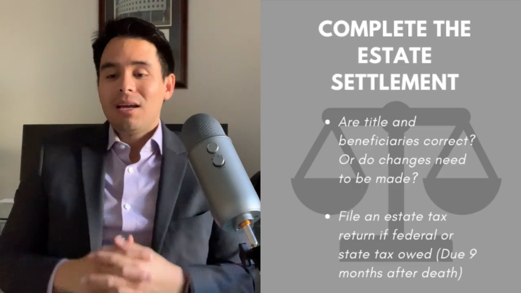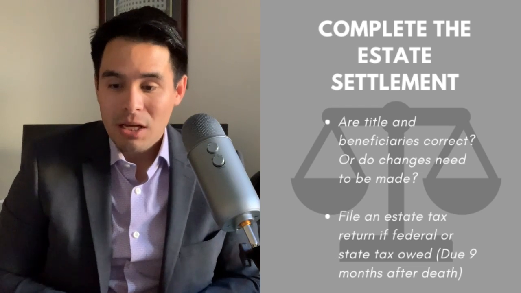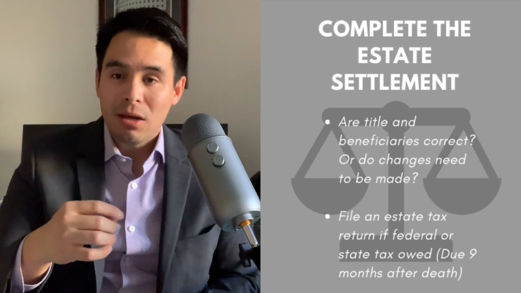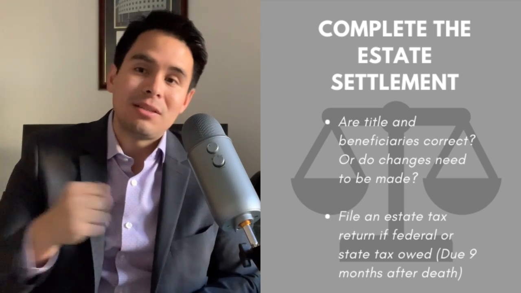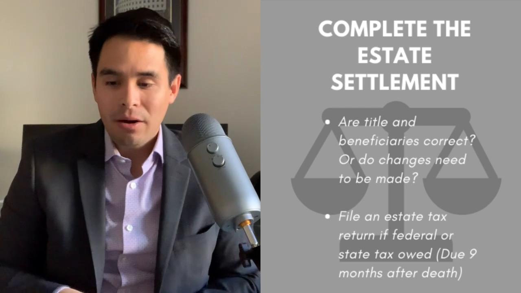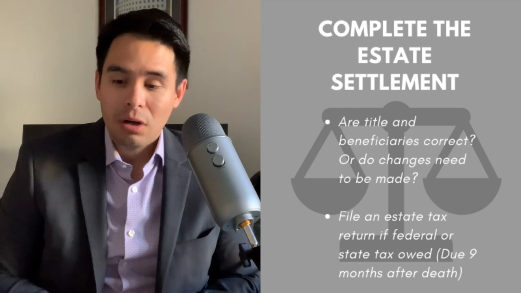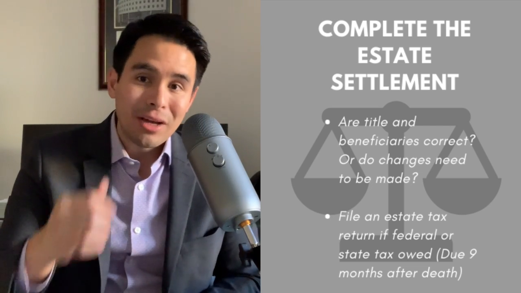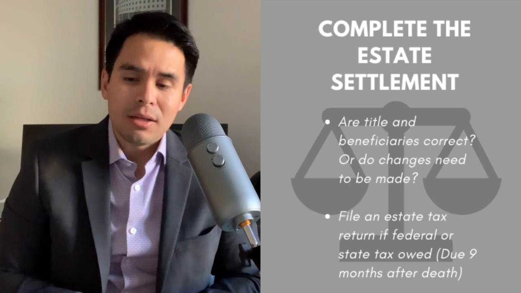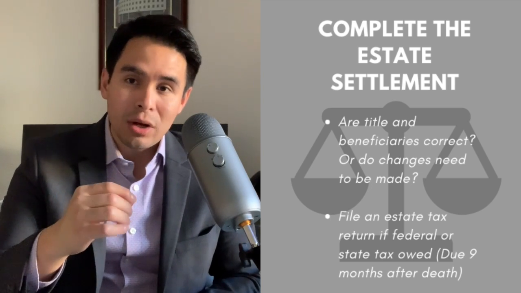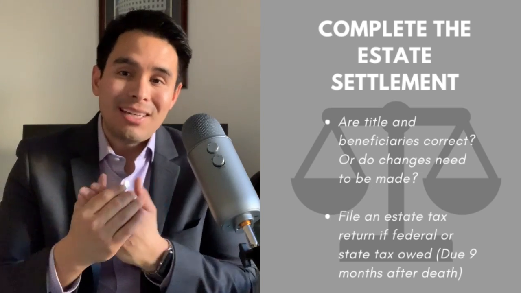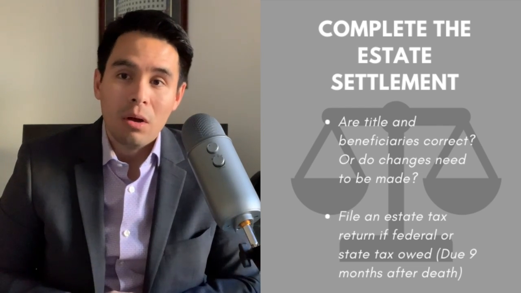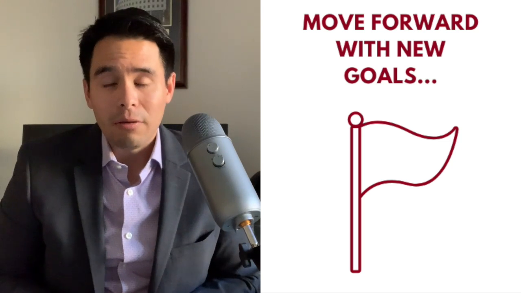The next piece is complete the estate settlement information. If you need to change title or beneficiaries, make sure you get that done. If you want to include specific investments or items inside your estate plan, make sure you have that taken care of. File an estate tax return if federal or state taxes are owed upon your passing, and know how to get that done. Those are the kinds of things you want to get done with the estate. So I highly suggest you work with an estate planning professional or tax professional to get this part done for you too as well.